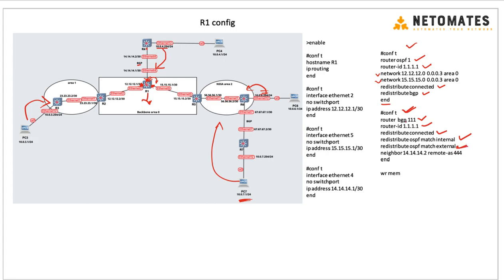we are adding those to BGP so that R1 will inform R4 about all these networks, so that R4 will know how to reach all of these networks. Then I am establishing the neighborship with R4 as autonomous system 444, eBGP. So this is the configuration required on R1 in this topology.